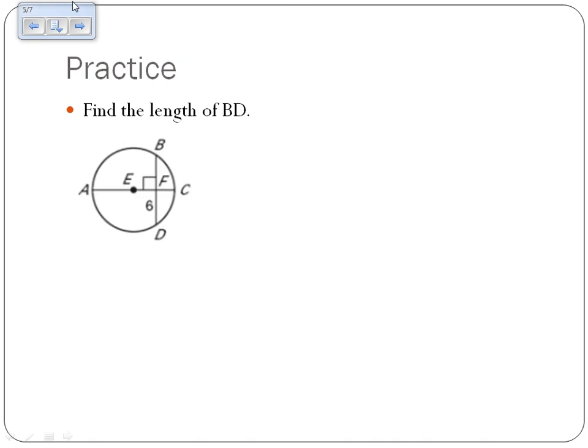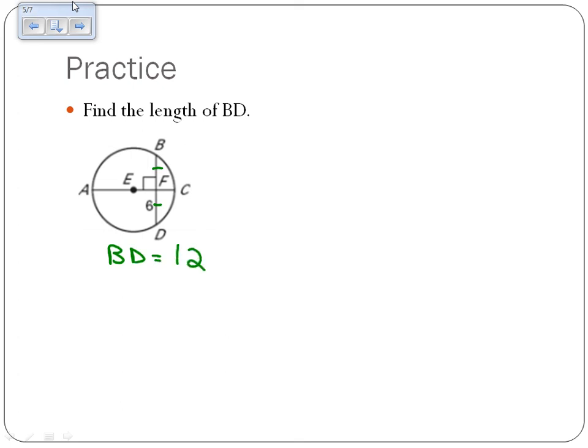Last one. Find the length of BD. Not the last one. Well, what is AC first? Diameter. And is it perpendicular to the chord? Yes. So what do we know? It cuts the chord into two equal parts. So BD has to be 12.